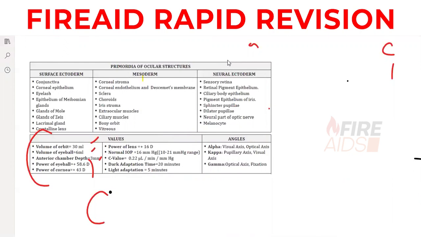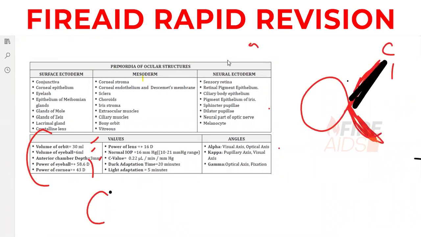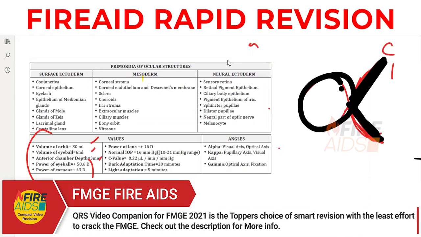So we are going to talk, first is alpha. Alpha means you are going to see a V over here. This is a V shape, right? So this shape is a V shape, so it's going to be the visual axis. This shape is an O shape, so it is going to be the optical axis. So if you combine this O and this V, you are getting alpha. O plus V equals alpha.